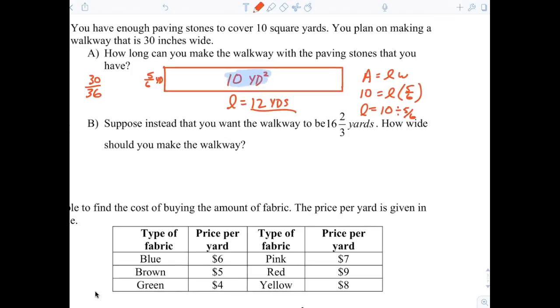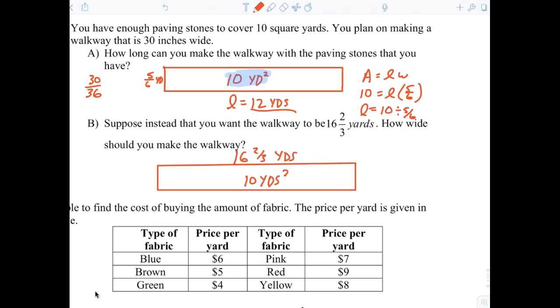Now let's say it says, suppose you want the walkway to be 16 2/3 yards. So that means I want the walkway this way to be 16 2/3. I've measured a nice little pathway in my yard, and I measured it to be 16 2/3 yards. But I only have what? I only have 10 square yards of material. So how do I figure out how wide I can make it?